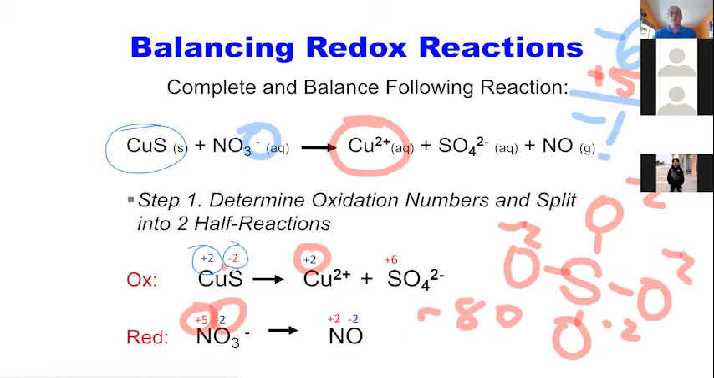The overall charge of a sulfate ion is -2. So what must the oxidation number of sulfur be in the middle? +6. It's got to be +6, because we add up -8 and +6 and we get -2. So we know the sulfur is +6.